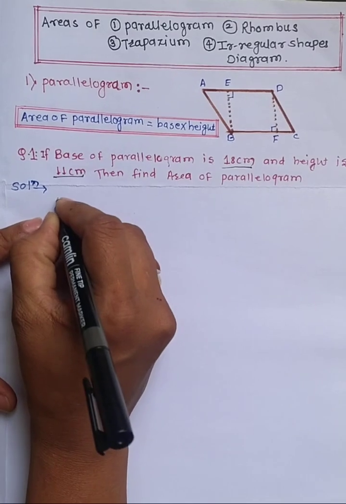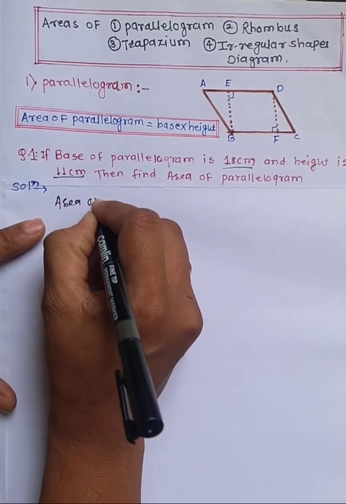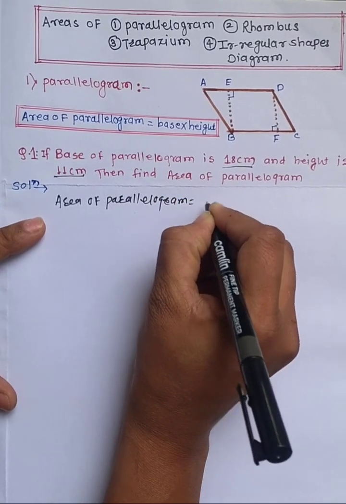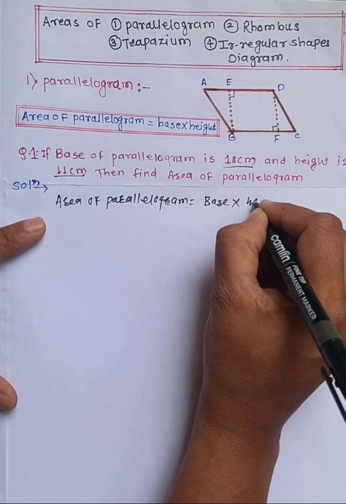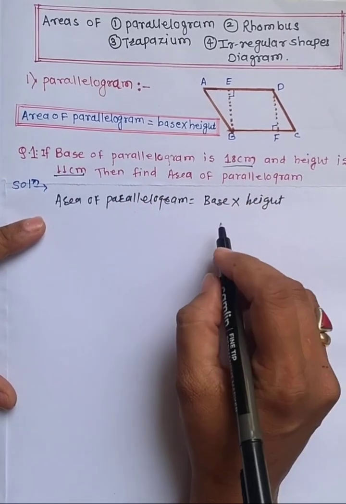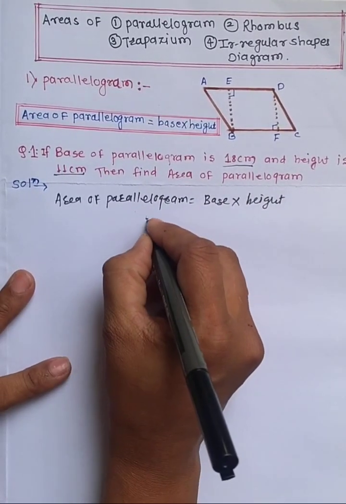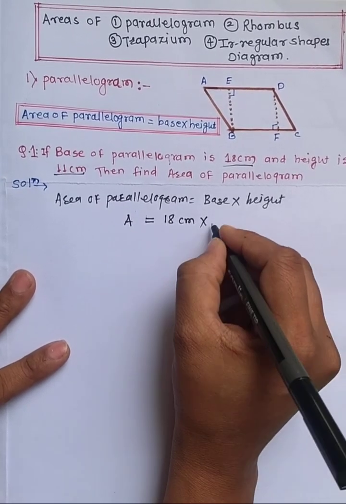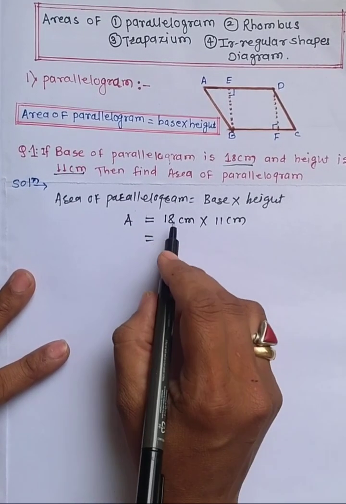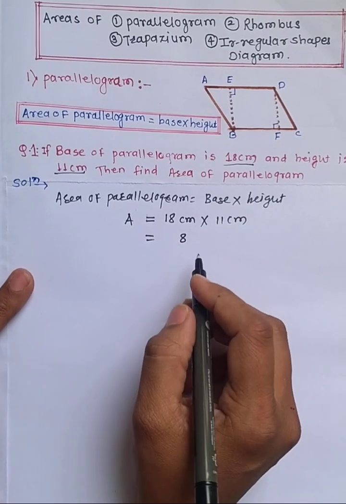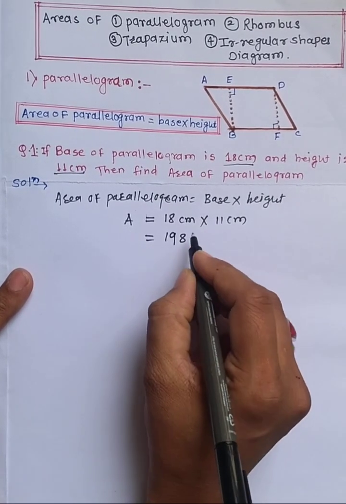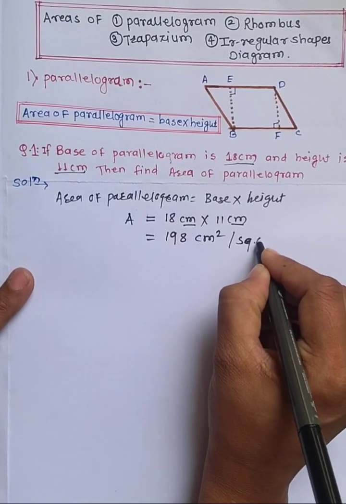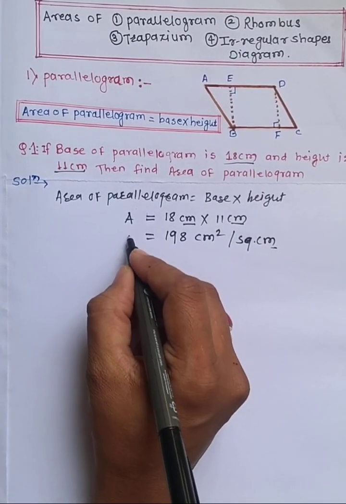First I will take formula: area of parallelogram is equal to base into height. In this example, directly get base into height. Area is equal to base. What is the base? 18 centimeter into height is 11 centimeter. Now make a product. 18 into 1, 18 ones are 18, remainder is 1, 18 ones are 18 and 9, 198 centimeter into centimeter, that's centimeter square or square centimeter. We can write like this, that is the area of parallelogram.